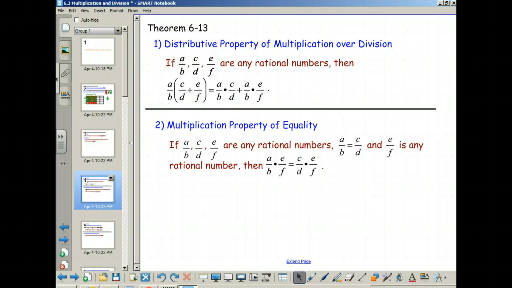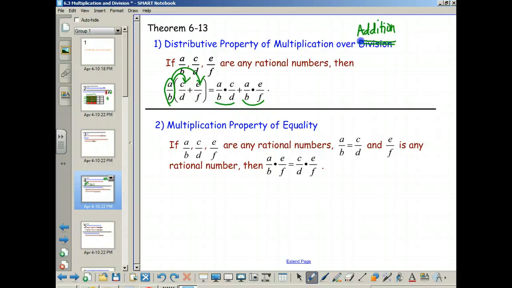We also have the distributive property for multiplication over addition, is what that should say, not division. Multiplication over addition. It also works the same way over subtraction. And what you see here is a fraction that is supposed to be multiplied across those parentheses. You have a over b times c over d, and then you have a over b times e over f.